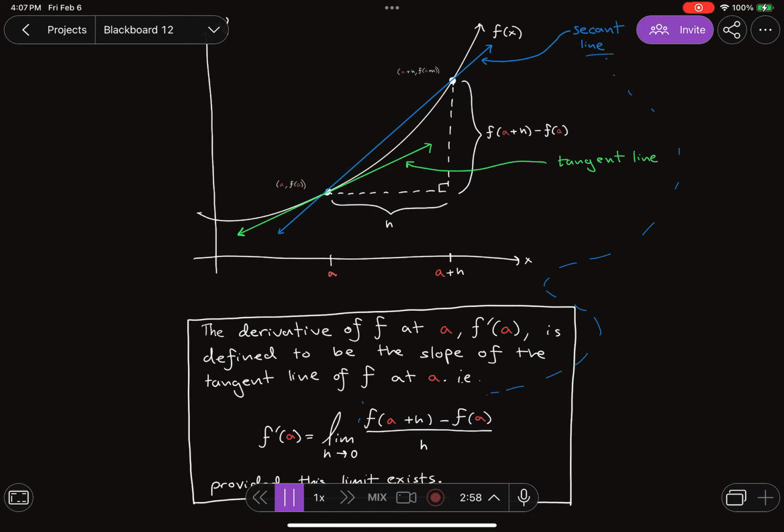at a is equal to the limit as h approaches 0. So this distance that we took away from a shrinks to 0 of the slope of the secant line. In other words, f of a plus h, that's this distance right here, minus f of a, that's this distance right here. So this numerator is going to be this distance, as this illustrates, divided by the run, which is simply this distance right here, also known as a plus h minus a. And that slope makes sense. The slope of the tangent line makes sense as long as this limit exists.